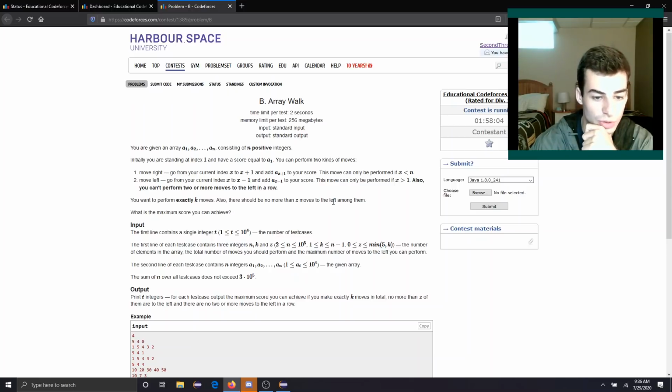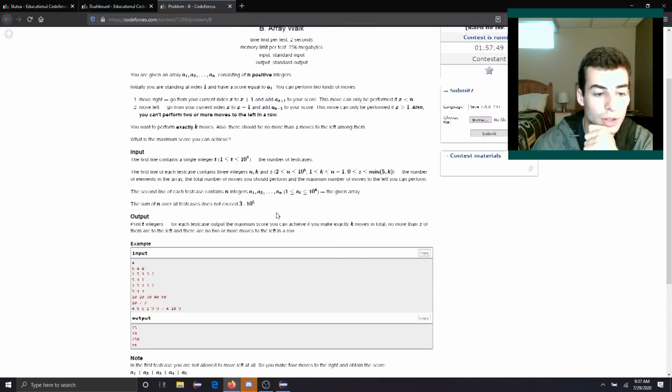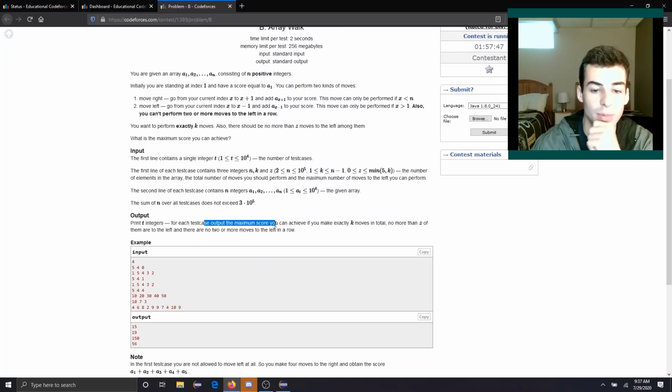There can also be at most z moves among them. That's kind of confusing. All right. You're given some array consisting of 3 integers, n, k, and z. Number of total moves. What do you print? The maximum score you can achieve.